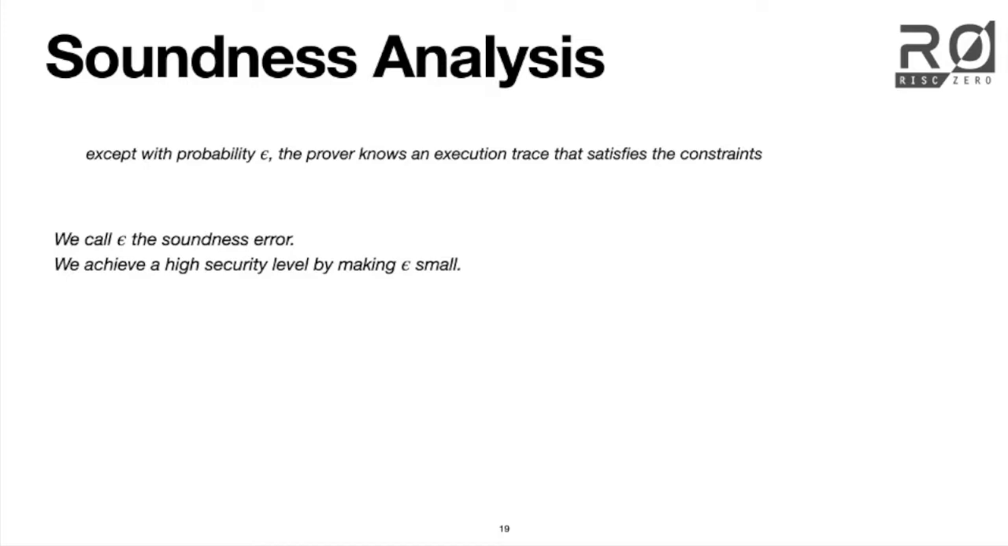Epsilon is referred to as the soundness error, and what we mean when we say we have 100 bits of security or 128 bits of security is that this epsilon is really small. 100 bits of security means that the soundness error is less than 1/2 to the 100th, and 128 bits of security means the soundness error is less than 1/2 to the 128th.